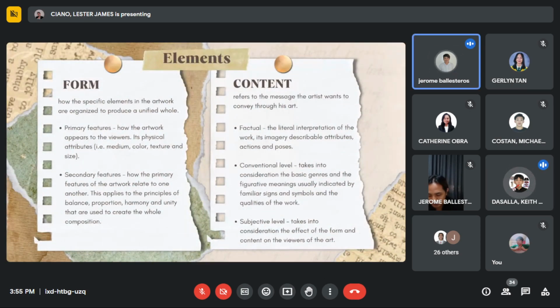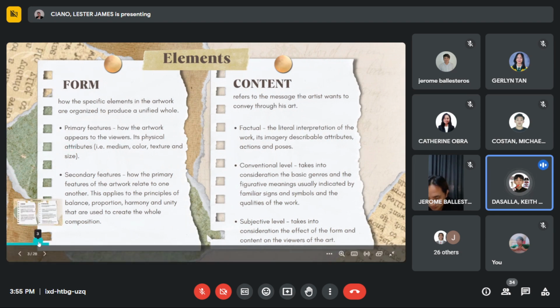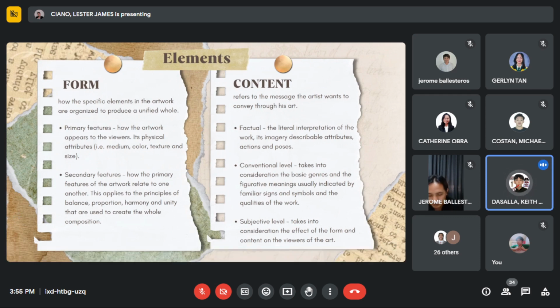So the first element is form. It is defined as the specific elements in the artwork that are organized to produce a unified whole. The types of form are as follows, primary and secondary. So the primary are basically the physical attributes, which are the color, the texture, and many others. Kasama na rin pala dito yung medium, yung size.